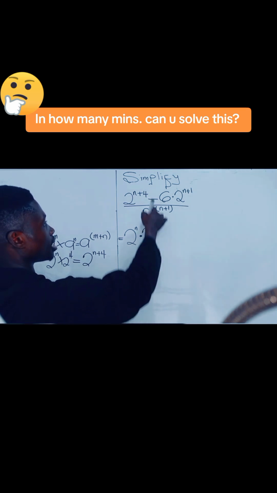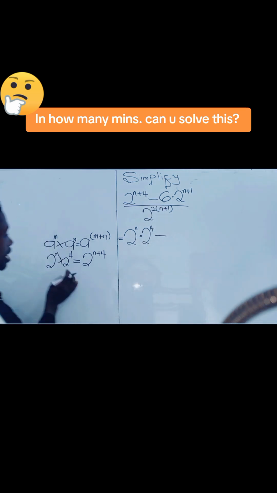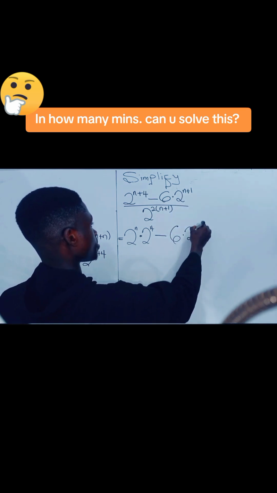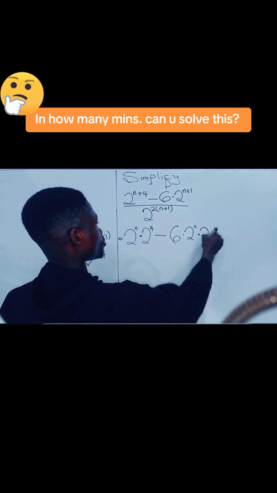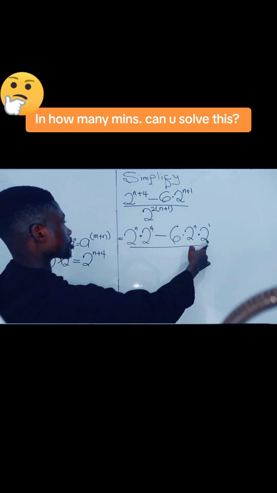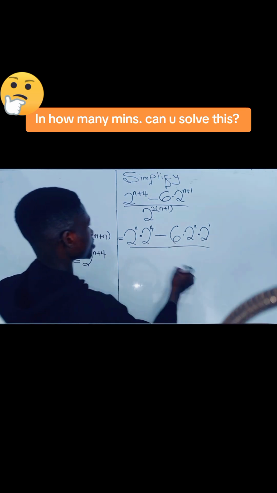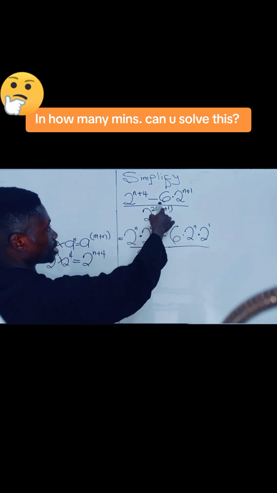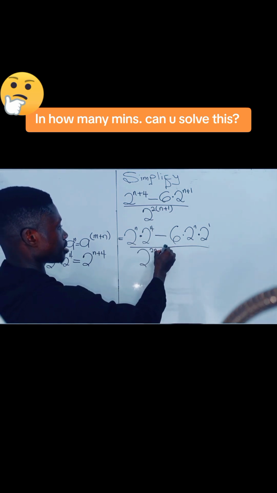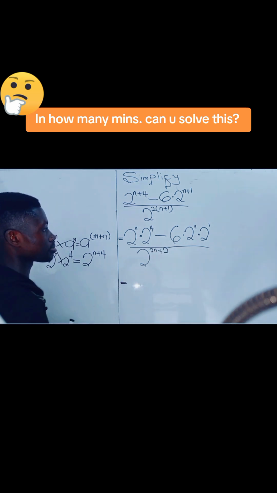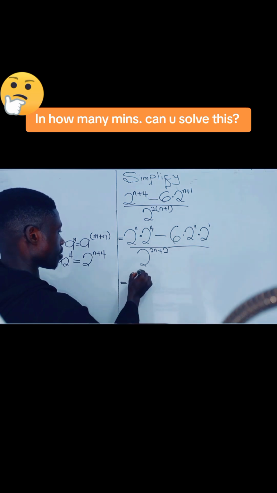and then we have minus, applying the same multiplication law for indices, we can write this as 2 raised to the power n multiplying 2 raised to the power 1, all over what? Now we are going to expand the bracket. 2 times n will give us 2n plus 2 times 1 will give us what? 2. So let's continue. So we have 2 raised to the power n.